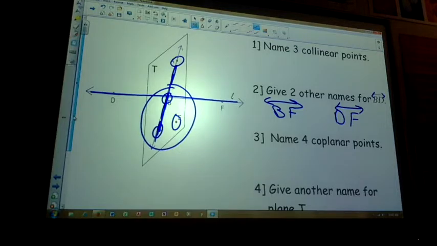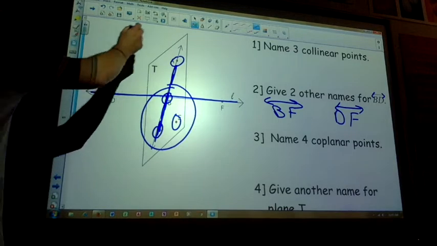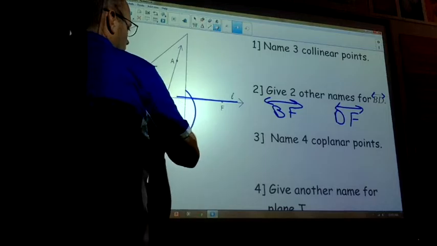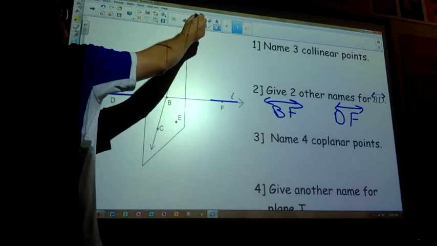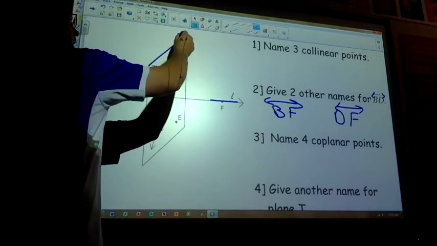For number 3, name 4 coplanar points. I'm still a bit confused on that. Okay. You see this plane here.